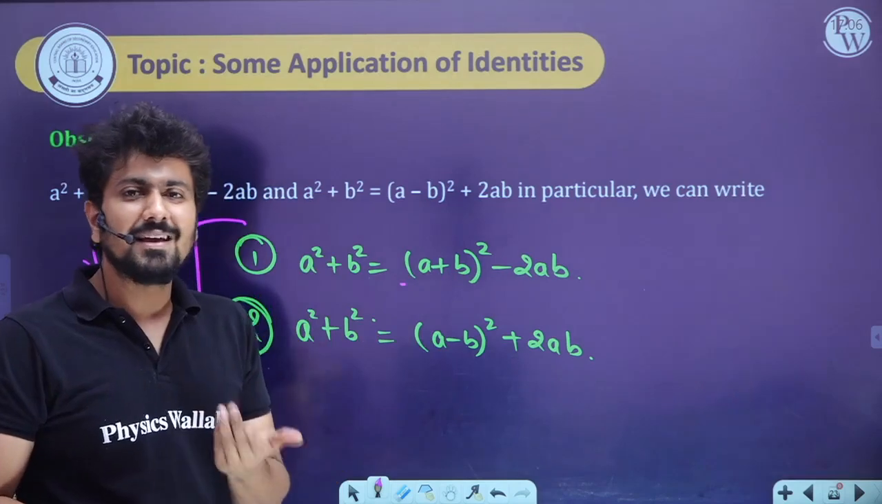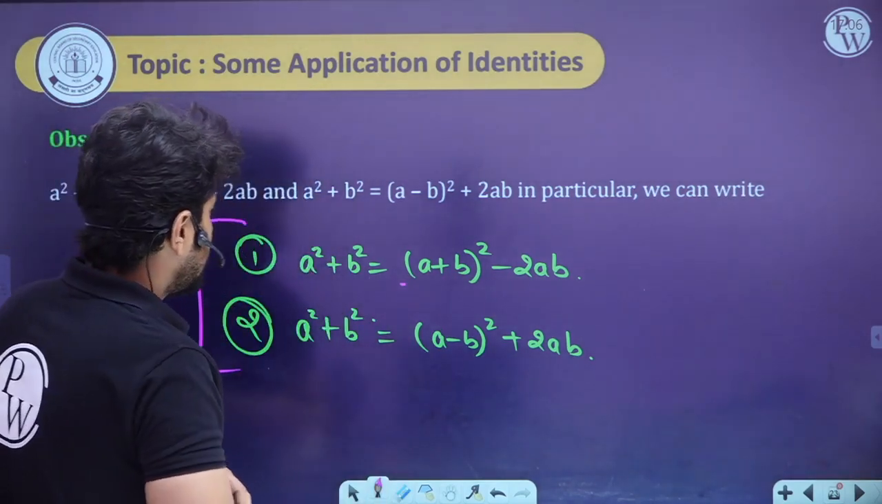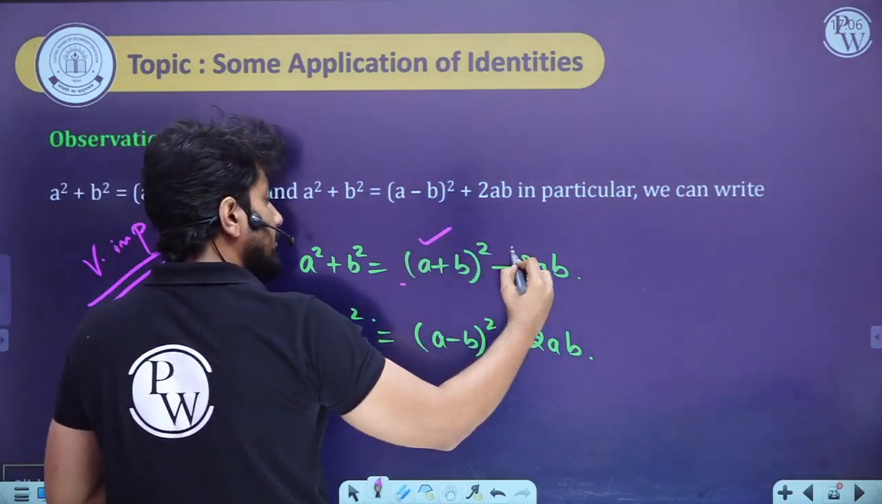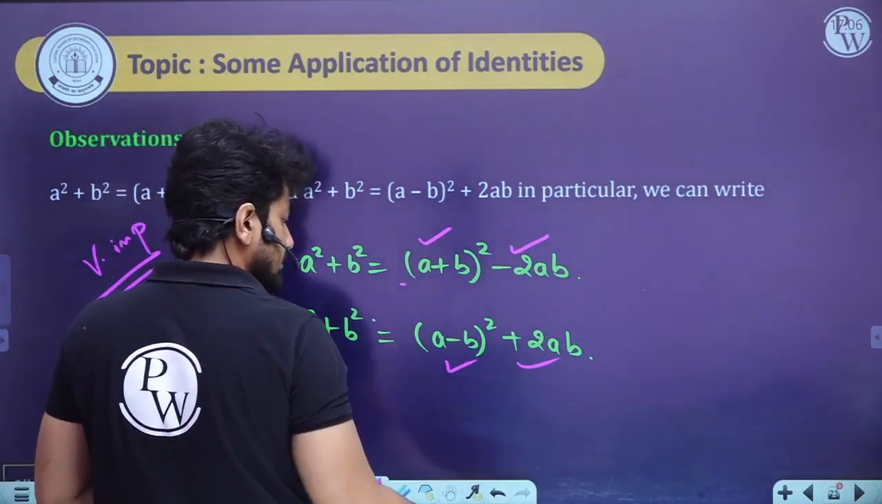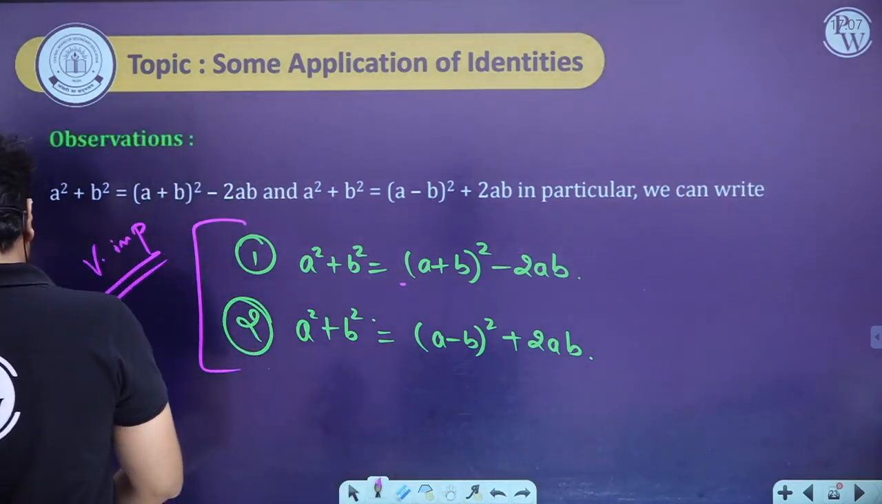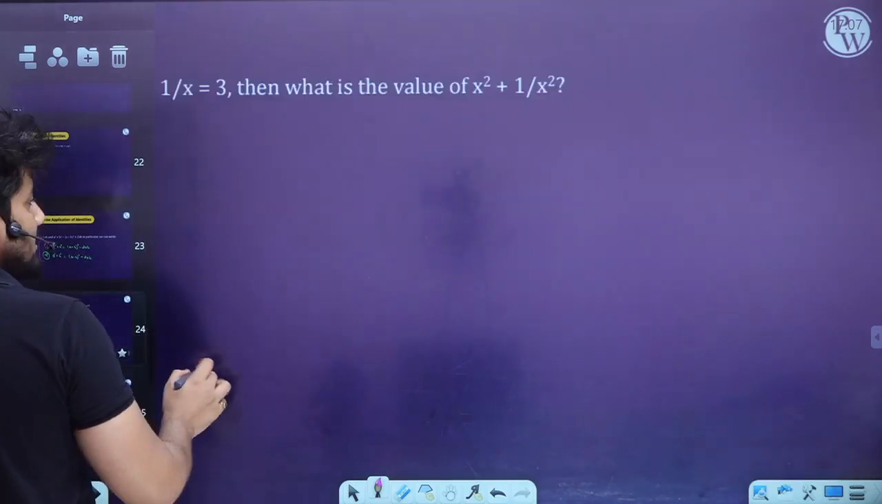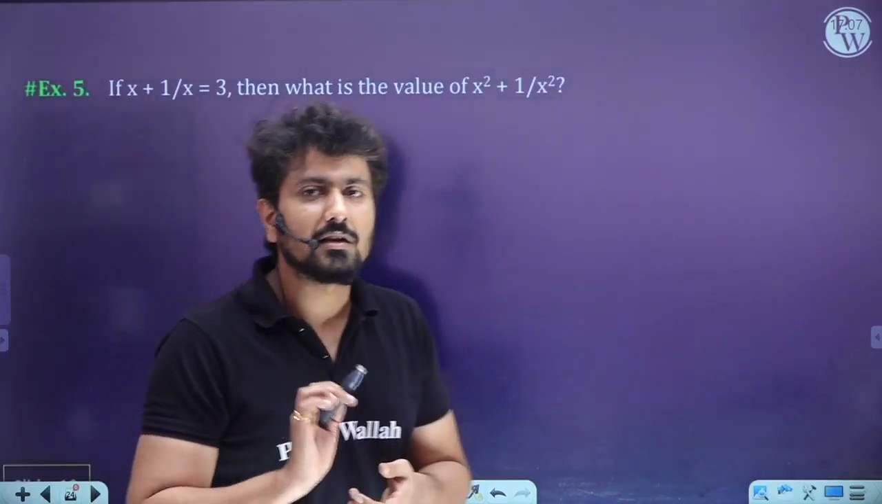Here we need to apply the a minus b whole square formula only. Okay. If we have plus over here, we have minus. If we have minus, we have plus. So these are the basic observations. Observation matters a lot. If you want to crack JEE, JEE Advanced, JEE Mains, observation is going to matter a lot.